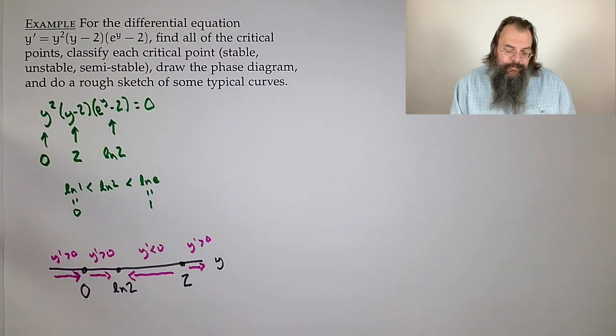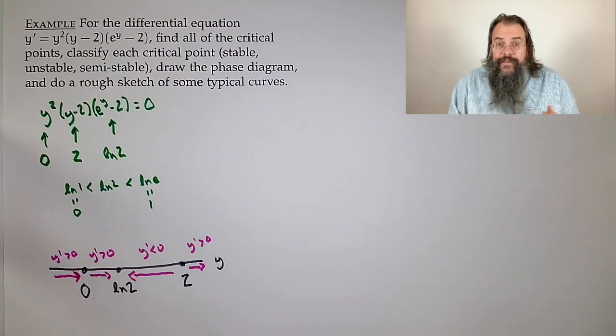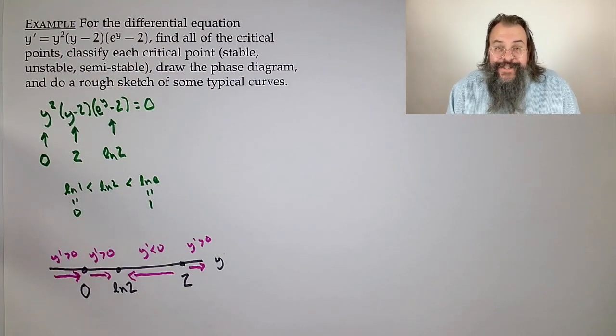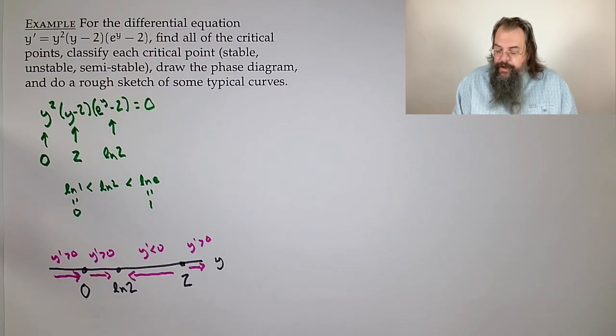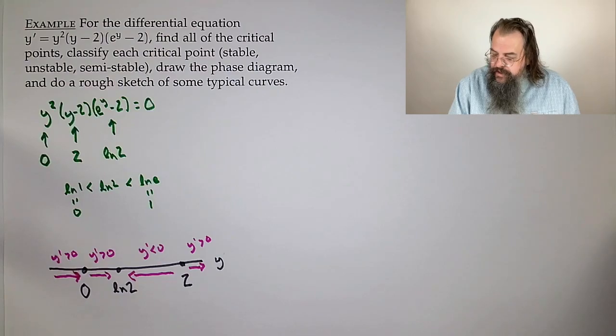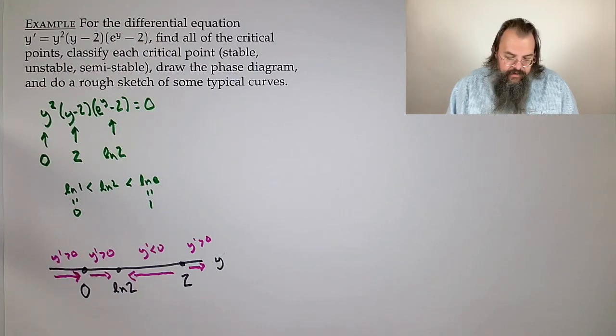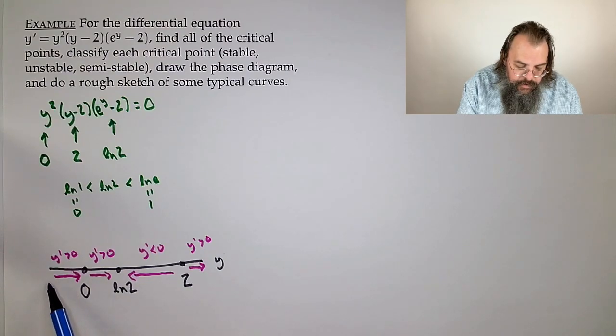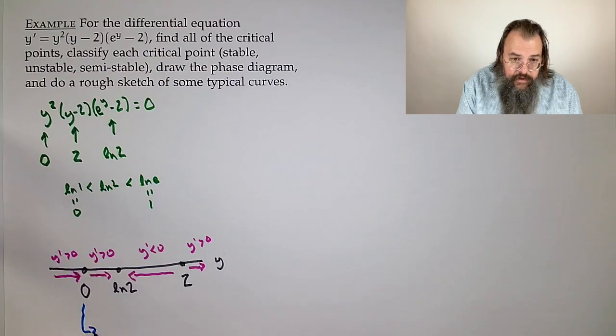Okay, good. So now we have our phase diagram drawn, and we understand what's going on here. But, of course, we need to classify. And here, it's going to be pretty quick. Once we have our arrows, we say, look, we're going up. That means that 0 is going to be semi-stable.